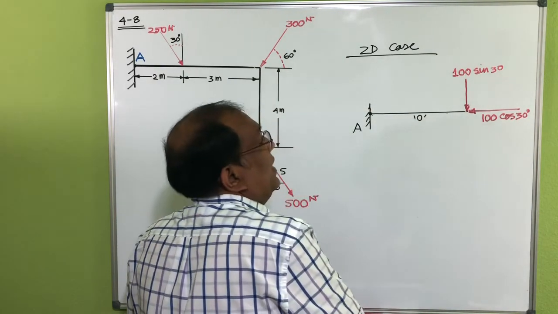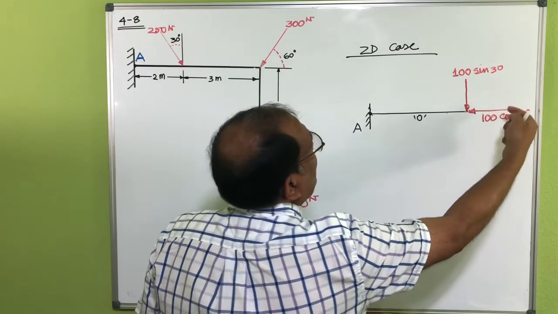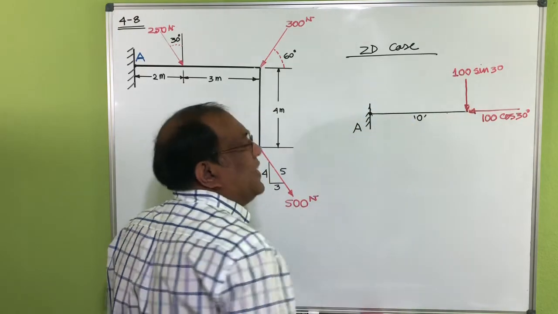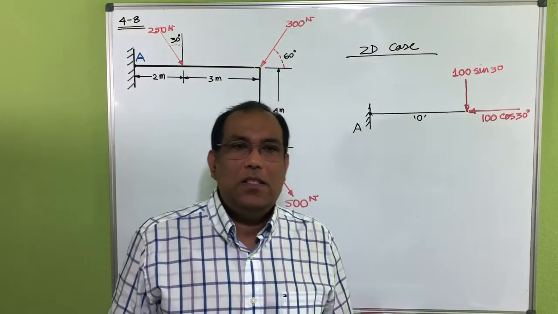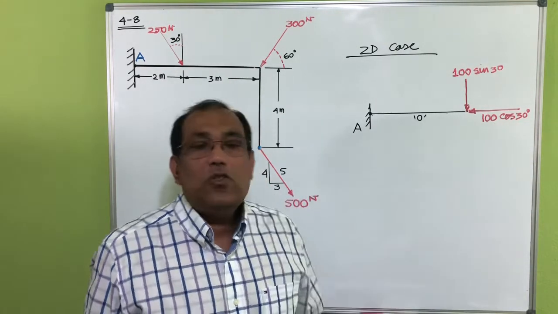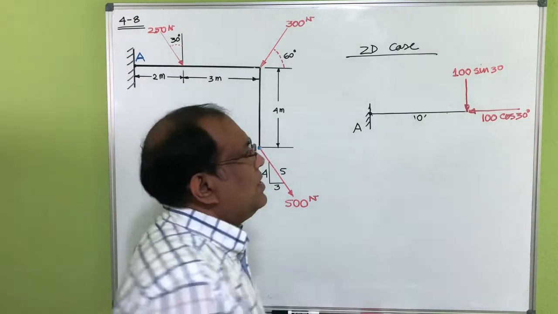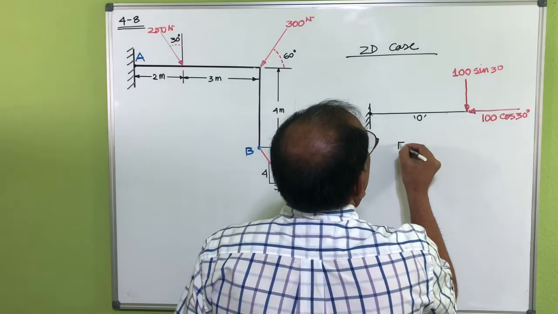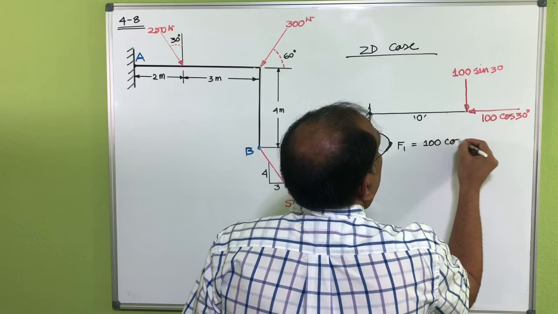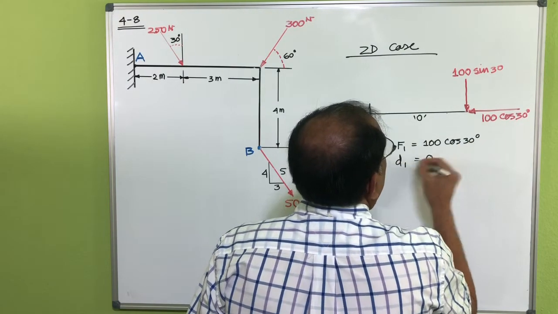Now you can see here that the line of action of the force 100 cosine 30 is going through point A. This means the shortest distance from A to the line of action of that force, 100 cosine 30, is equal to 0. So let's say this is F1, 100 cosine 30, and D1 is basically 0.